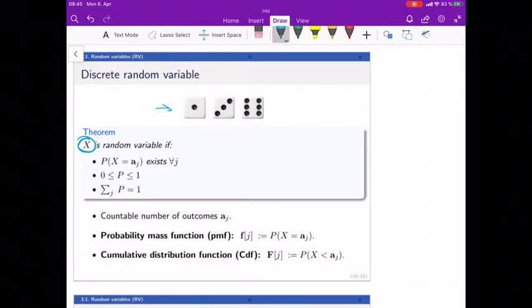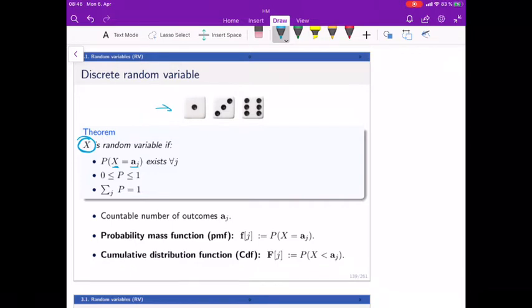Well, firstly, there has to be an existing probability for every outcome of x. That if x is equal to this outcome, then this probability has to exist, meaning it can't go to infinity or contain any other singularities or problems for calculation.